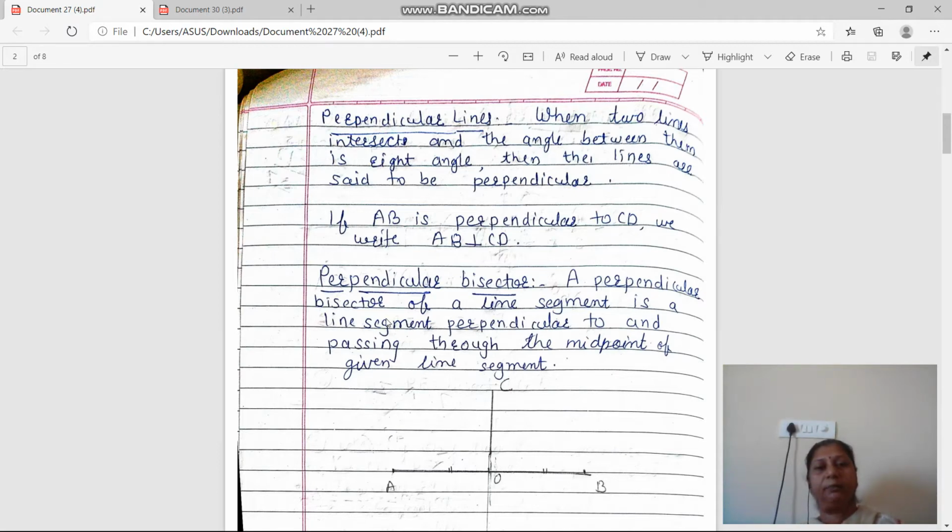A perpendicular bisector of a line segment is a line perpendicular to and passing through the midpoint of the given line segment. Midpoint means it makes two equal parts. Okay, next.